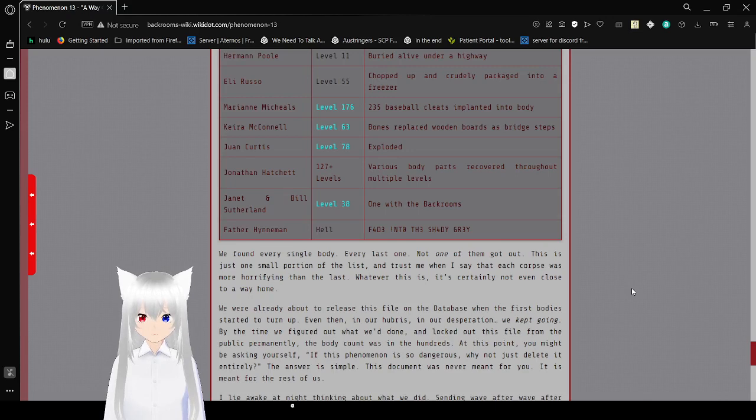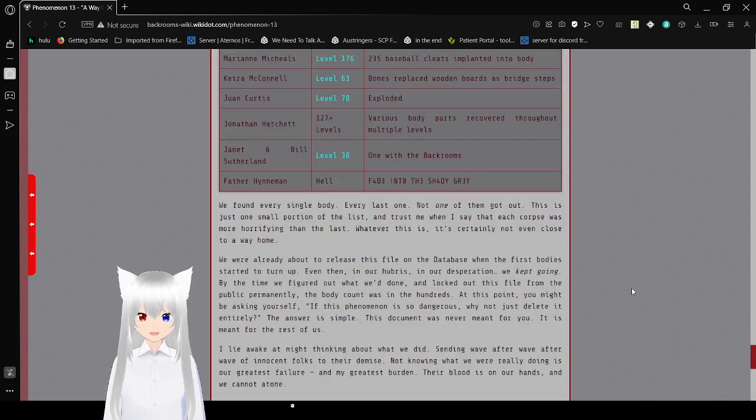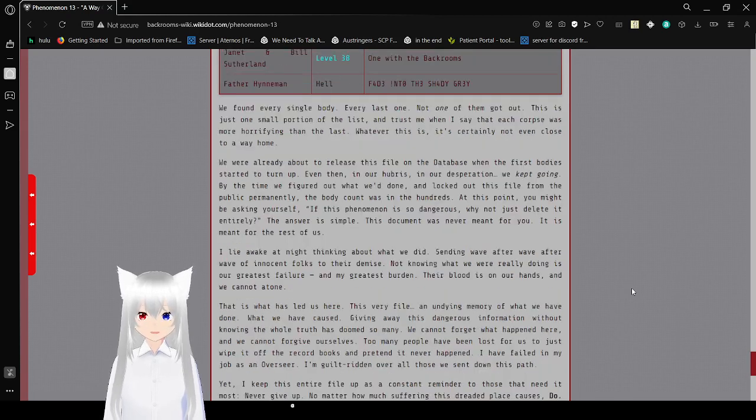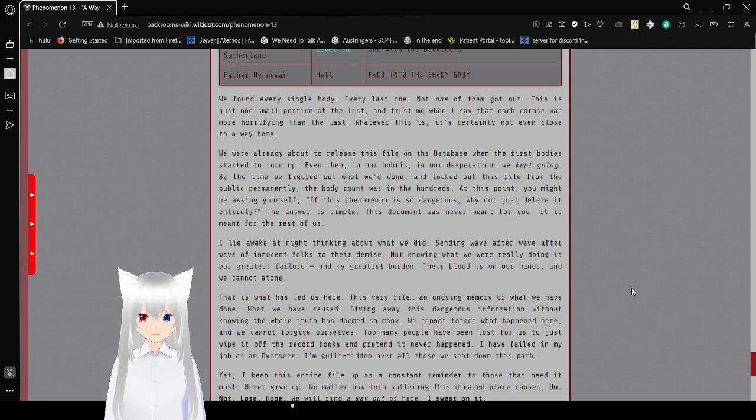We found every single body, every last one, not one of them that got out. This is just one small portion of the list. And trust me when I say that each corpse was more horrifying than the last. Whatever this is, it's certainly not even close to a way home.